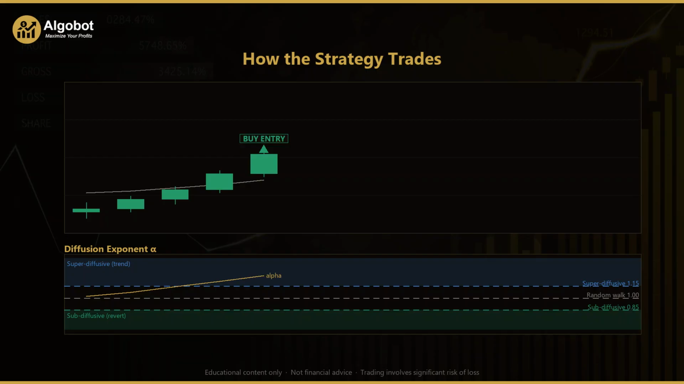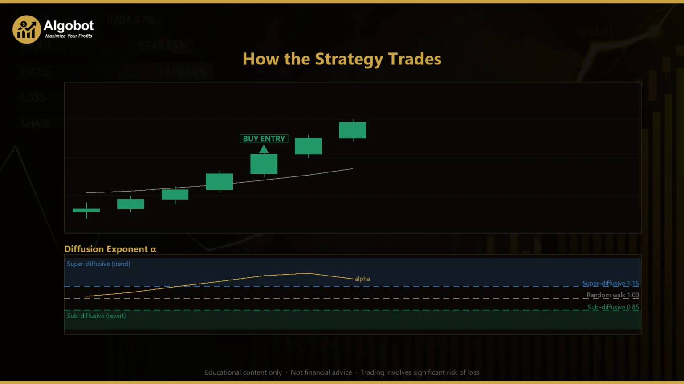The advance picks up pace, each close reaching higher than the last, and alpha lifts through the 1.15 line into the super diffusive band. That tells the strategy the moves are compounding on themselves, that order flow is self-reinforcing rather than canceling out. But a rising exponent alone isn't enough. The strategy also checks the net displacement over the last 4 bars, set by the drift span parameter, and requires that drift to clear 30% of the current ATR.